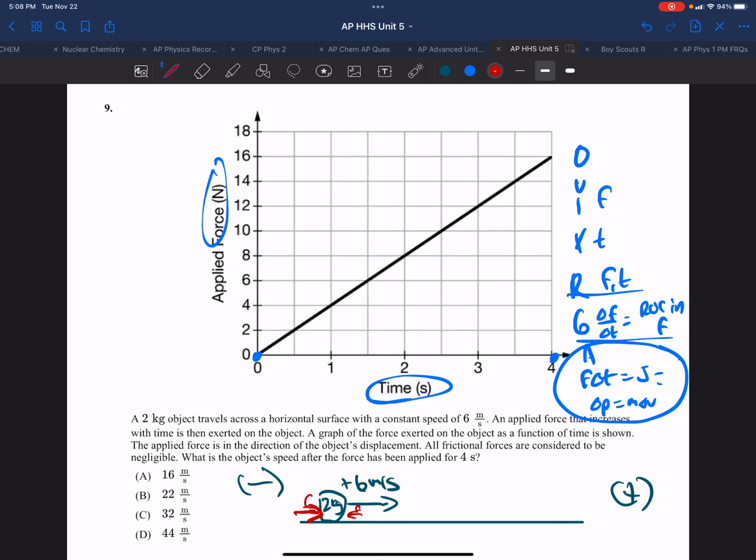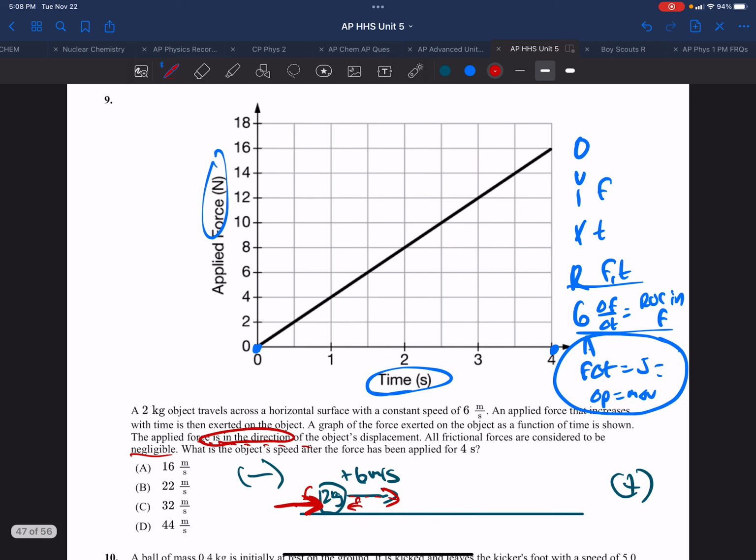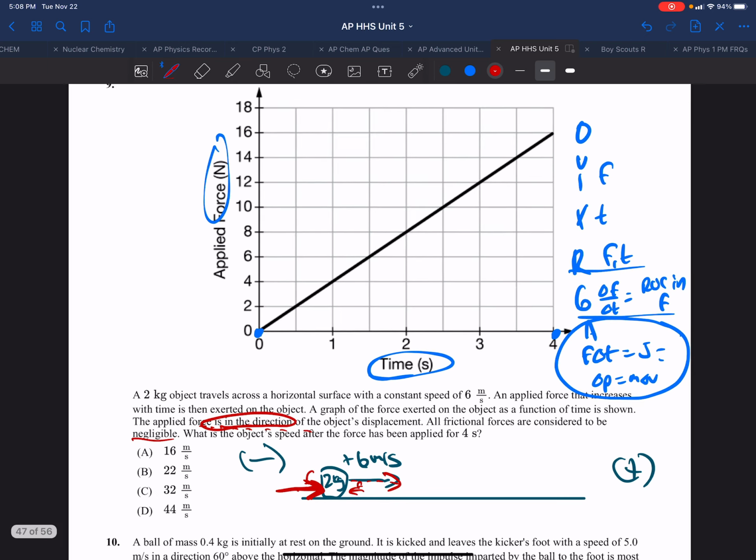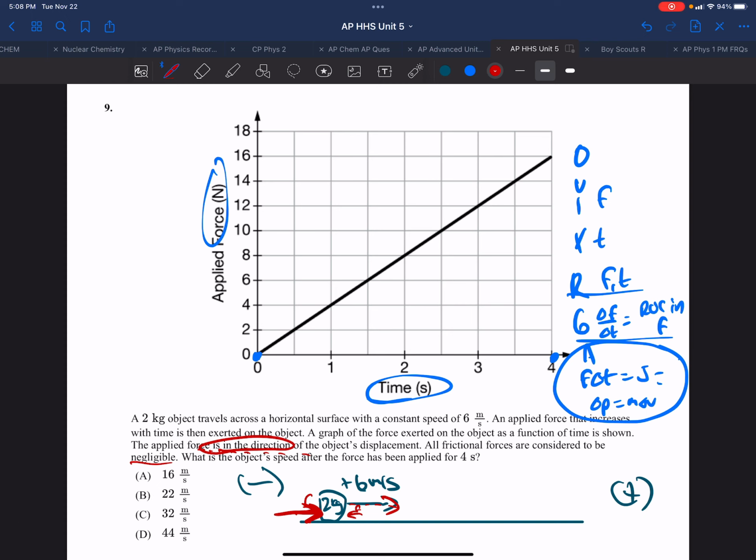The graph of the force is shown. The applied force is in the direction of the object's displacement. So now we know it's in this direction, the same as the velocity. Frictional force is negligible. So we're given that the initial speed is 6 meters per second.